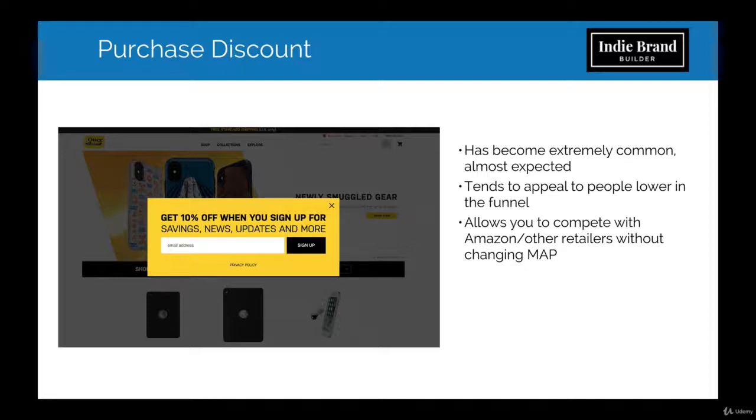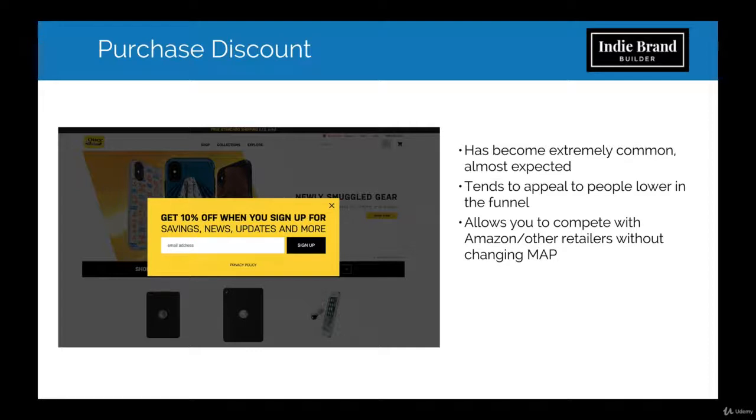The problem with this opt-in is it tends to appeal to people who are lower in the funnel. In other words, they're much closer to a purchase decision, and this may be the incentive that'll nudge them over the edge. But it may not be as effective if someone is coming to your site for the first time. They really have no affinity with your brand. They have no incentive to sign up for a discount offer when they haven't even decided whether or not they're interested in your products yet.